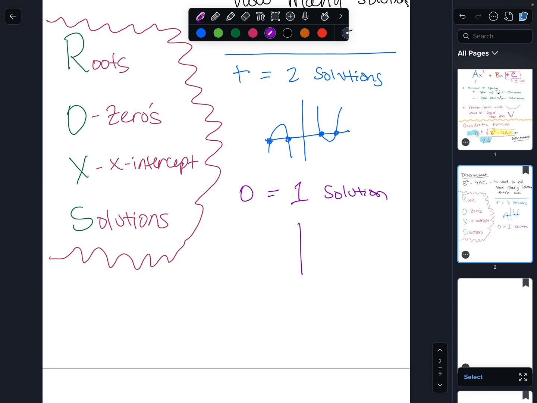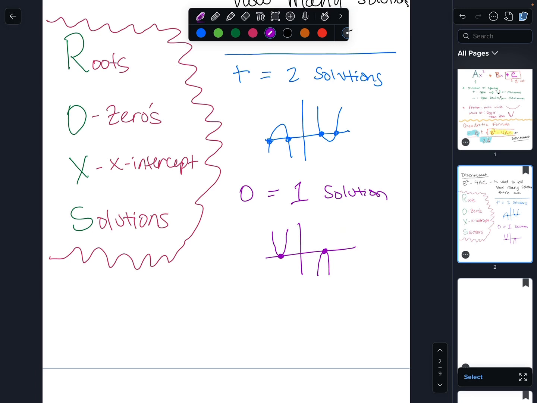And that picture looks like this. You might have what I call a bounce. It'll hit the x-axis once and go back up the other way, and it'll do one of these. That is called a bounce. That's what I call it.